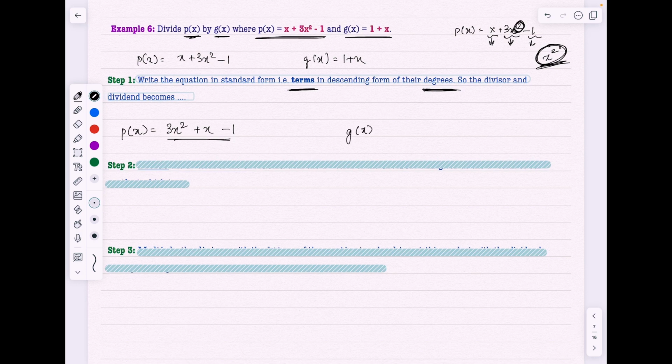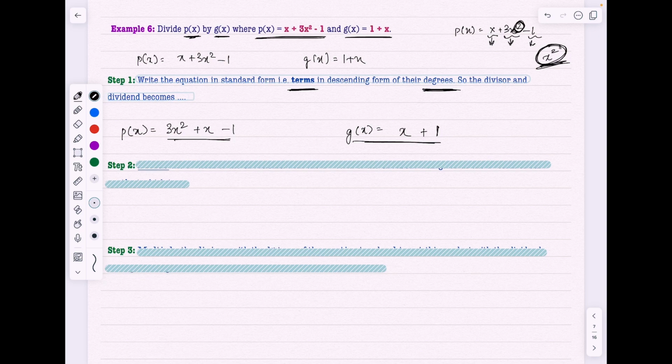Then gx, I am taking it as the same thing. 1 plus x is written, but I have to write x first, because 1 is x to the power 0. So this is x to the power 1, this is x to the power 0. So x plus 1 I will write. These are the standard forms of px and gx. This is the very first step, and this step will not be repeated.